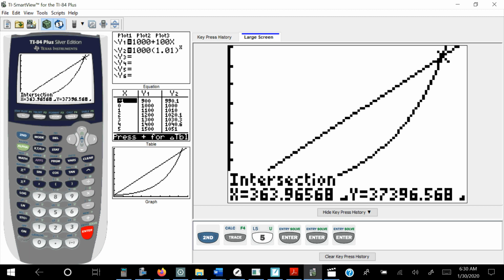So you want to look at the x value because the x is the months. So we want to know at 363.9 months, 364 months, that's how many months it's going to take before the exponential function overtakes the linear. So job B will start paying more money in 364 months.